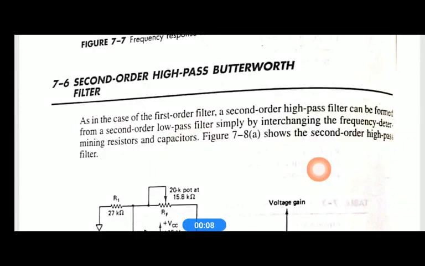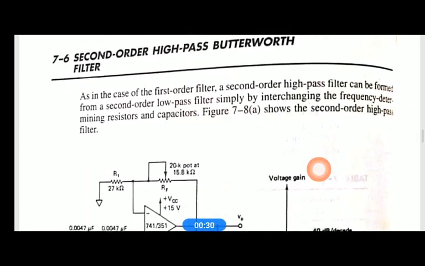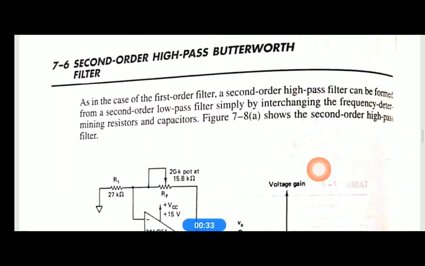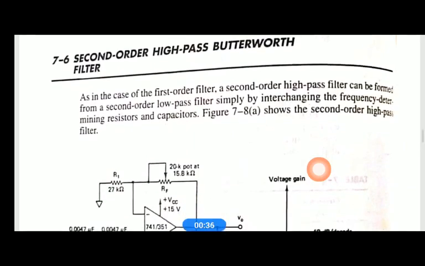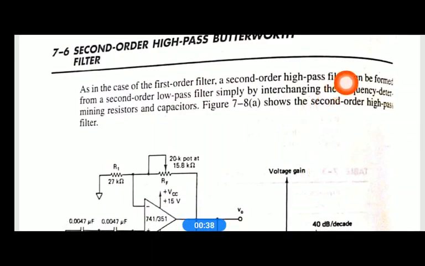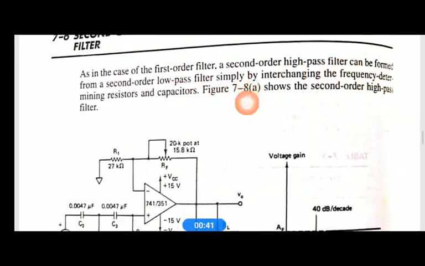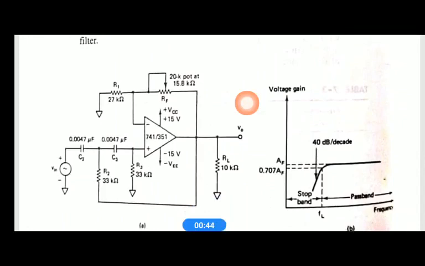In the last session, we were discussing the first order high pass Butterworth filter. We'll continue our discussion with the topic, second order high pass Butterworth filter. The second order high pass Butterworth filter is a similar design to the second order low pass Butterworth filter. Only thing is, we need to interchange R and C here.